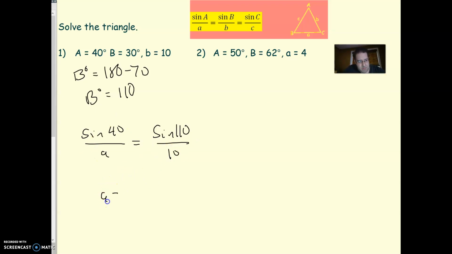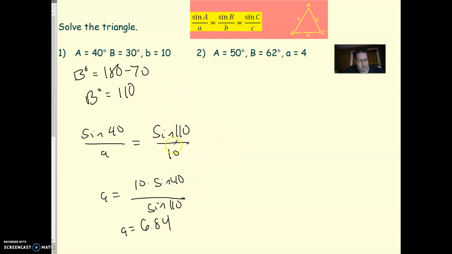Cross multiply, so A is going to be equal to 10 times sine of 40 over sine of 110. Now it's just a matter of putting that into the calculator. So 10 times sine of 40, I press enter, and then I'm going to divide that by sine of 110. That gives me about 6.84. All right, and then I'm going to go through the exact same steps for B.